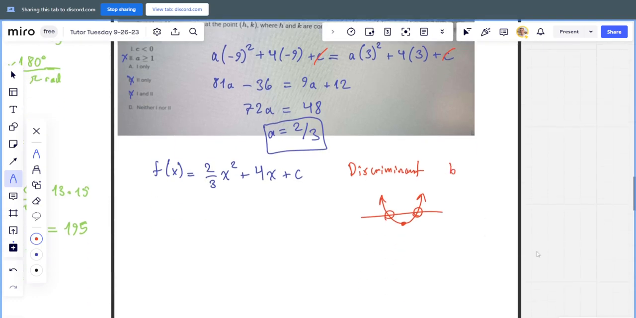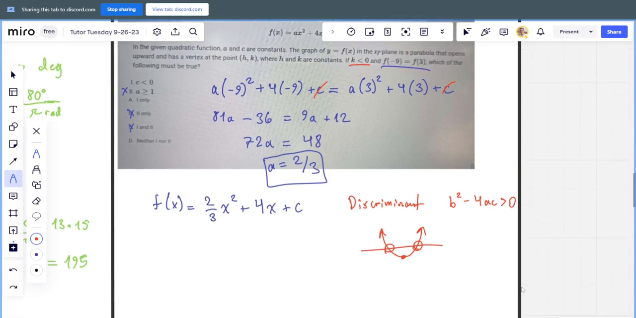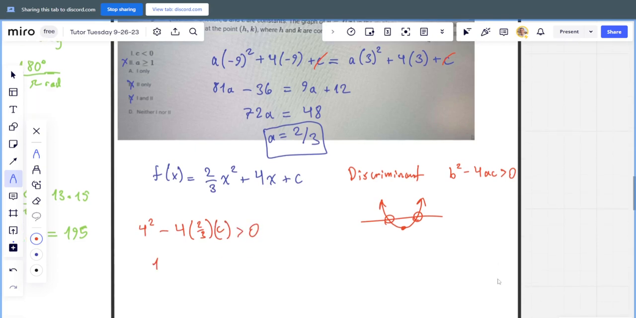And remember that the discriminant formula is b squared minus 4ac, which in this case is going to be greater than 0, telling us this equation has 2 distinct solutions. Of course, b squared is 4 squared, minus 4ac. Well, a is 2/3, and c is just c. We want this greater than 0. So we get 16 minus 8/3 c is greater than 0.